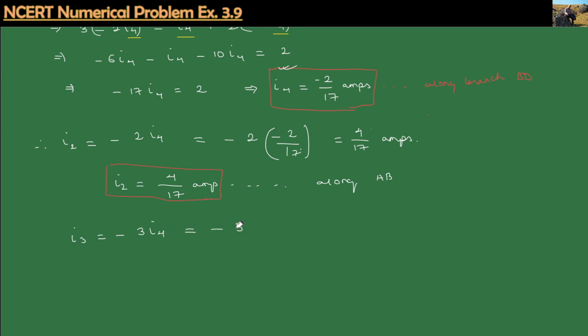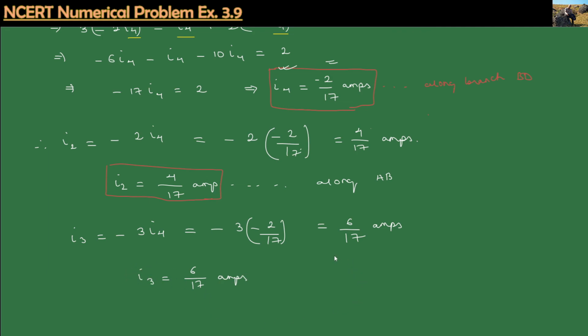So this will be minus 3. How much is I4 from this equation? This will be minus 2 divided by 17. So minus times minus will give us plus. So this will give us 6 divided by 17 ohms. So the value of the current I3 will be equal to 6 divided by 17 amperes.